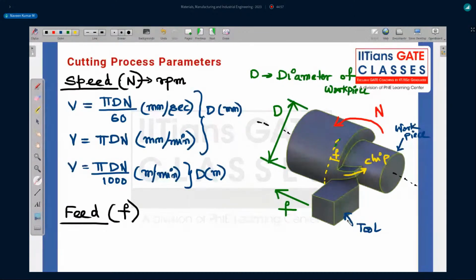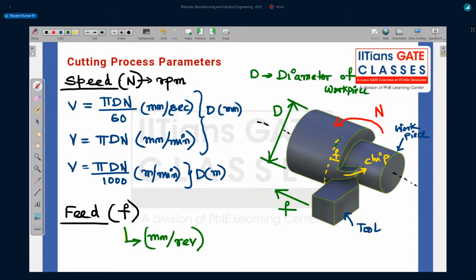Another thing is your depth of cut. But before going to the depth of cut, I would like to write the units. What are the units of feed? It is mm. Movement is happening in mm. The tool is moving in this direction in mm, and rotation is happening. So I can say it is mm of tool movement for one rotation, or per revolution of the piece. That is your feed.